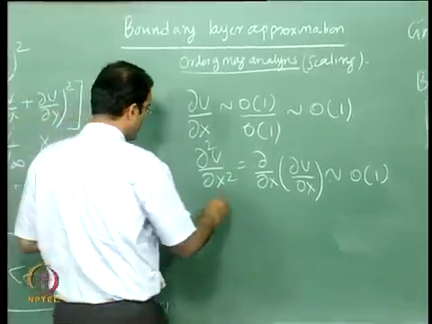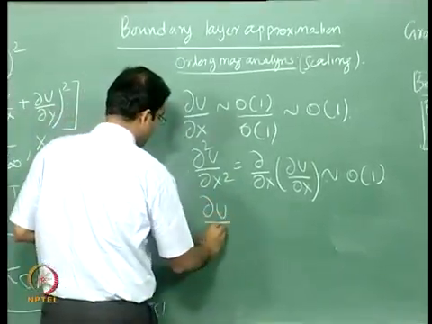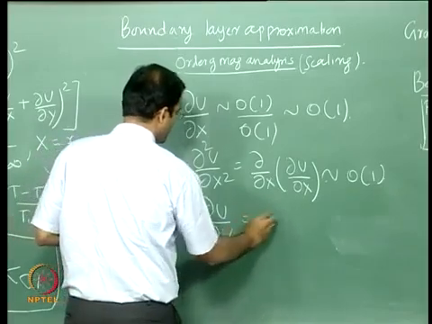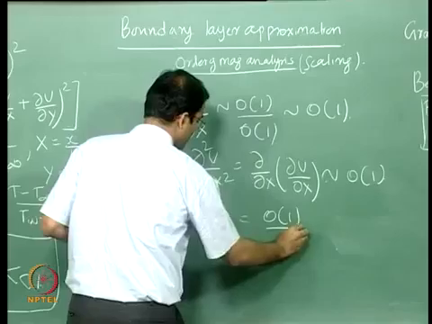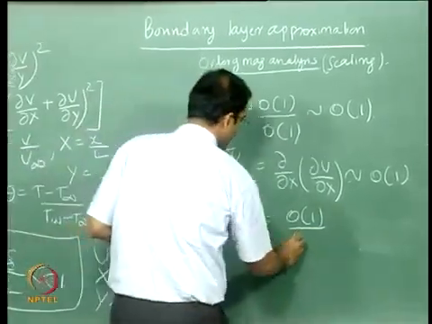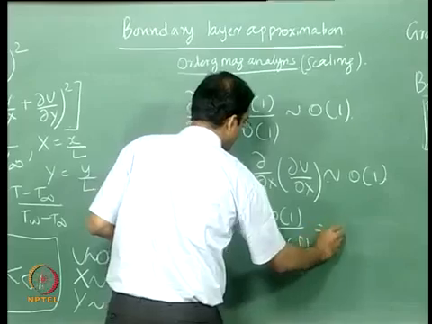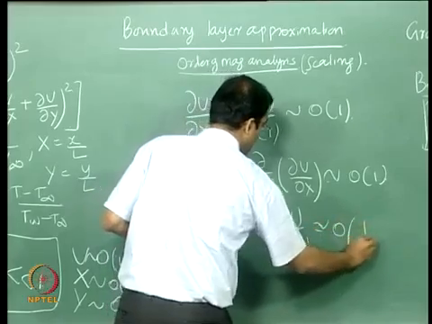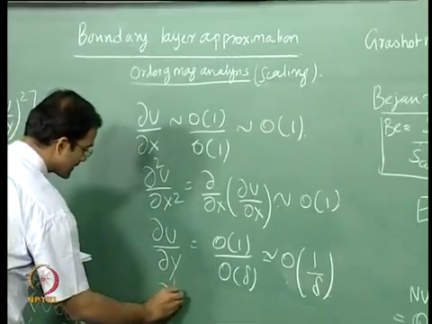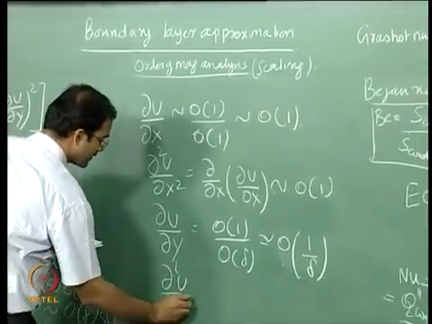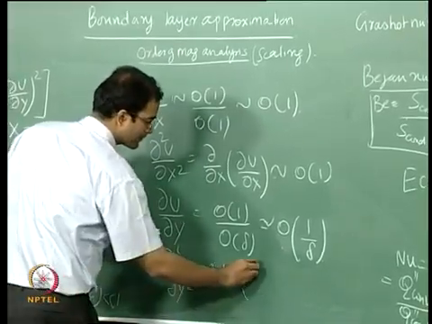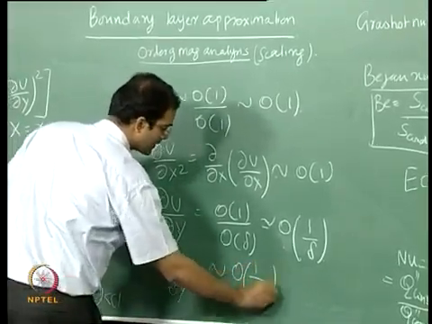Similarly we will do that in all the directions. So you have du/dy. u is of the order of magnitude 1, y is of the order of magnitude delta. Therefore this will be of order of magnitude 1 over delta. Similarly, your d squared u by dy squared will be of order of magnitude 1 by delta squared.